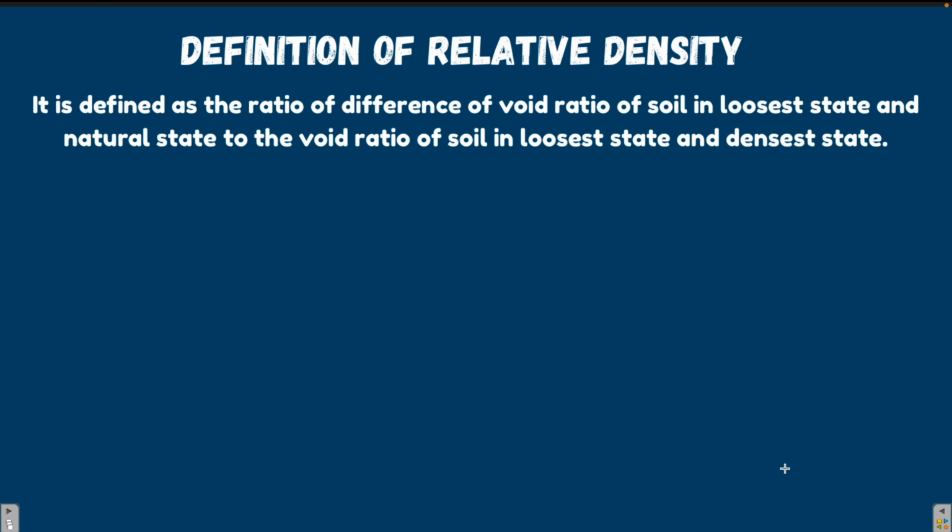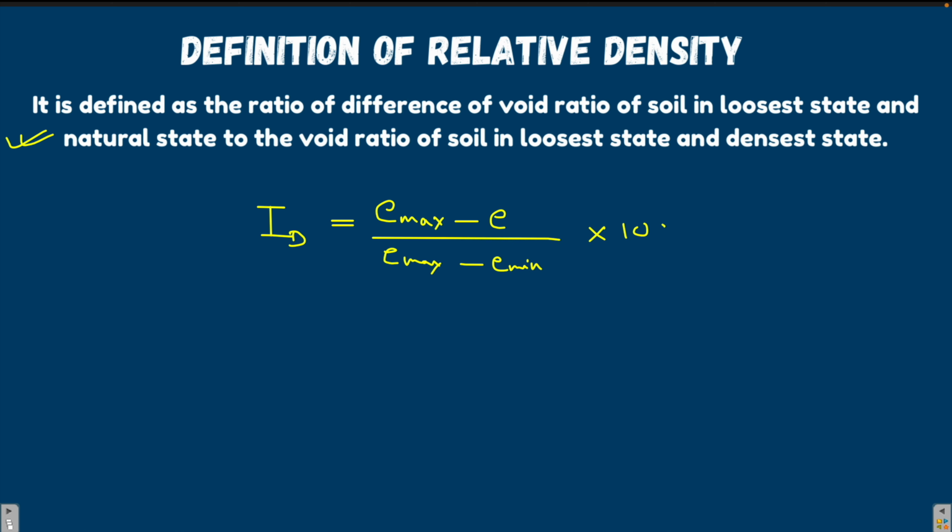Now coming to the relative density. This is the definition of relative density. Let me write it down. Relative density is defined as (e max minus e) to (e max minus e minimum). It can be expressed in percentage or it can be expressed in fractions as well. This is the definition as well as the formula for relative density.